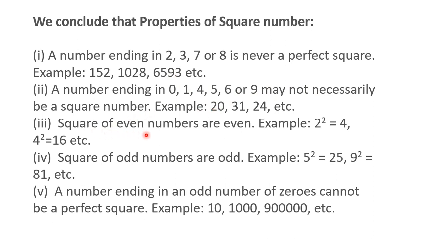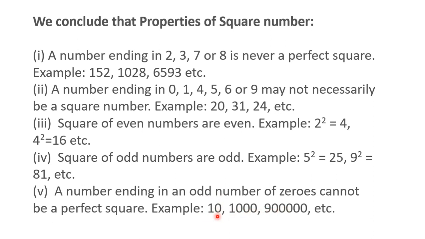Then the square of an even number is even, the square of an odd number is odd, and a number ending in an odd number of zeros cannot be a perfect square. Suppose we have 10. So an odd number of zeros are here, so it is not a square number.